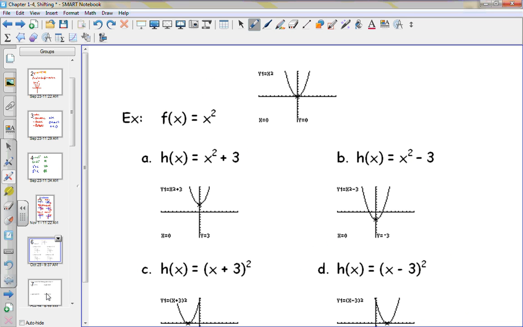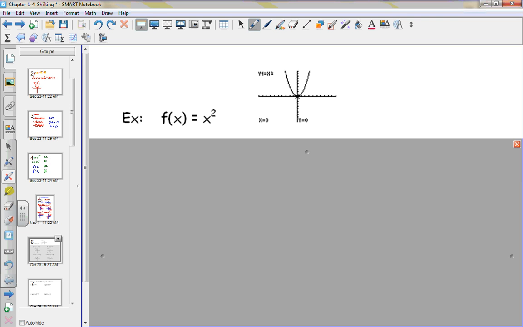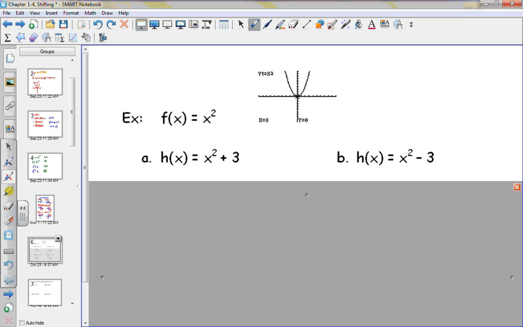Now what I want you to do is based upon those parent functions, that is f of x equals x squared, tell me what happens to h here. Up, down, left, right, reflect, stretch, shrink. It is not a stretch of 3. We went up 3 units. Let's see if that's a true statement.